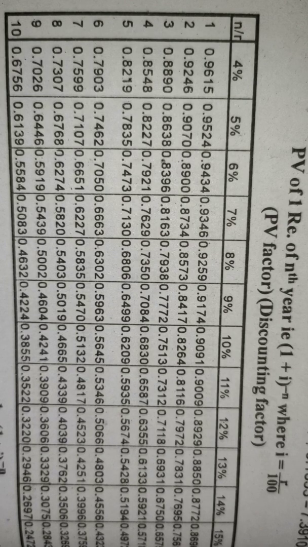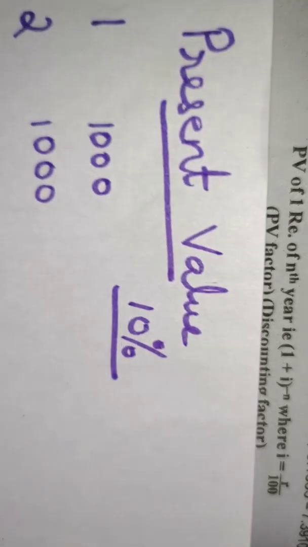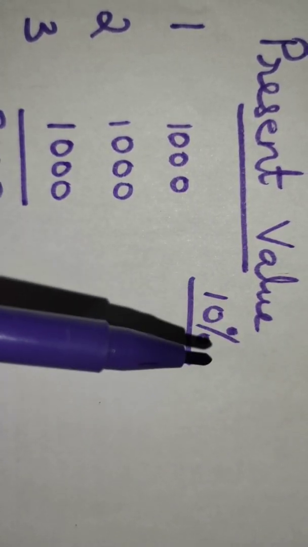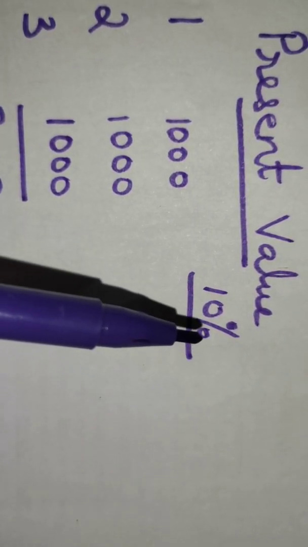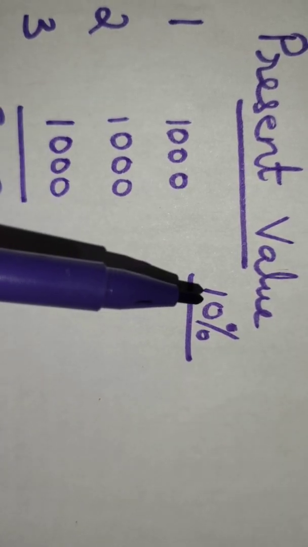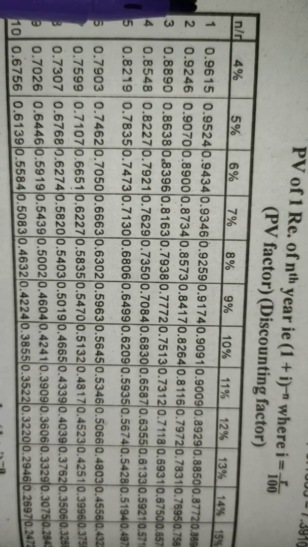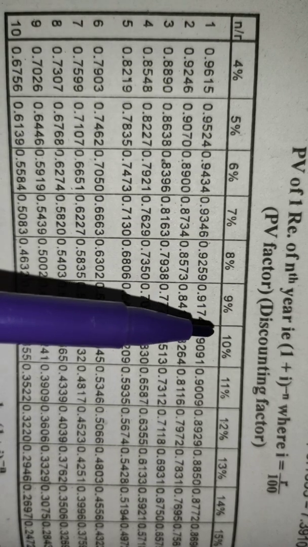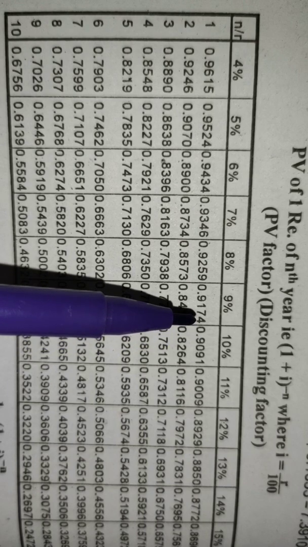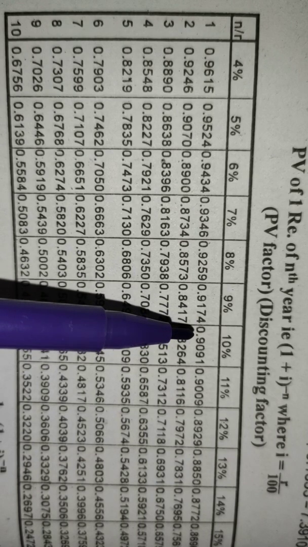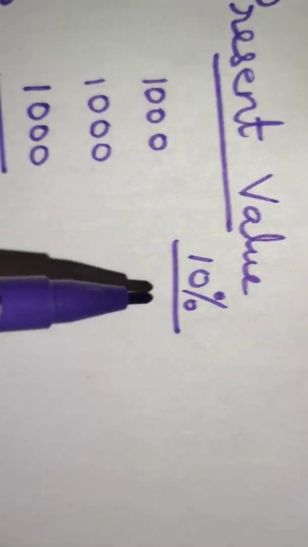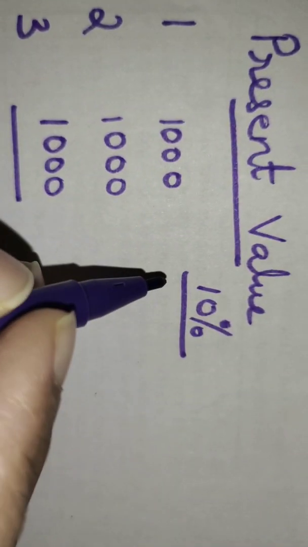Now, in this example, in the first year, 1000 rupees at 10% it is diminishing. So, first year, 10%. Here, first year is given in the first row. So, first row in the 10% column, the amount is 0.9091. Let us write that amount against it.